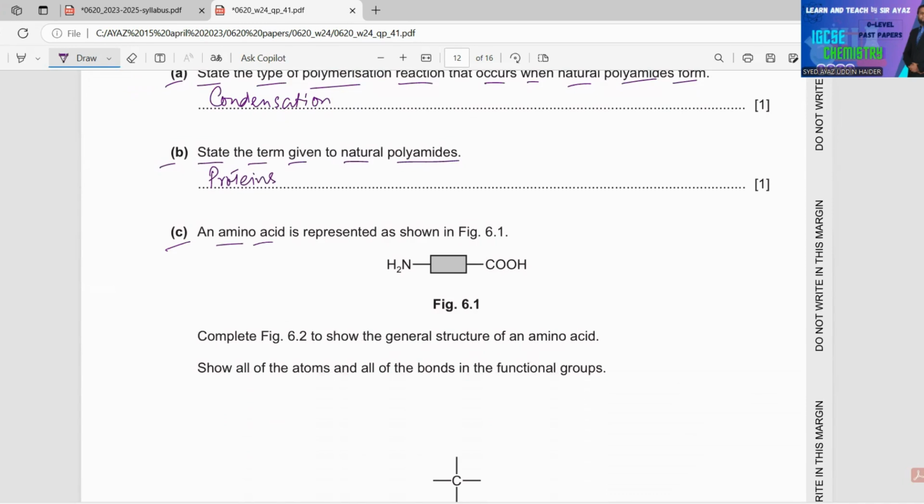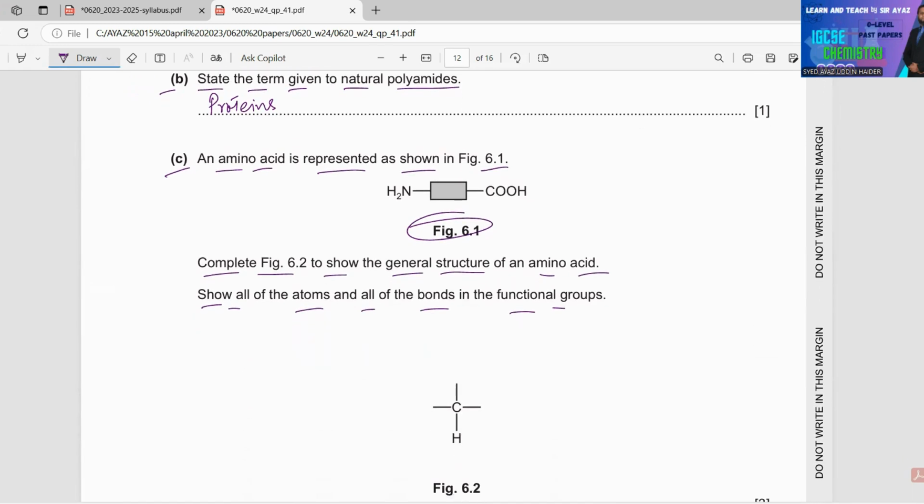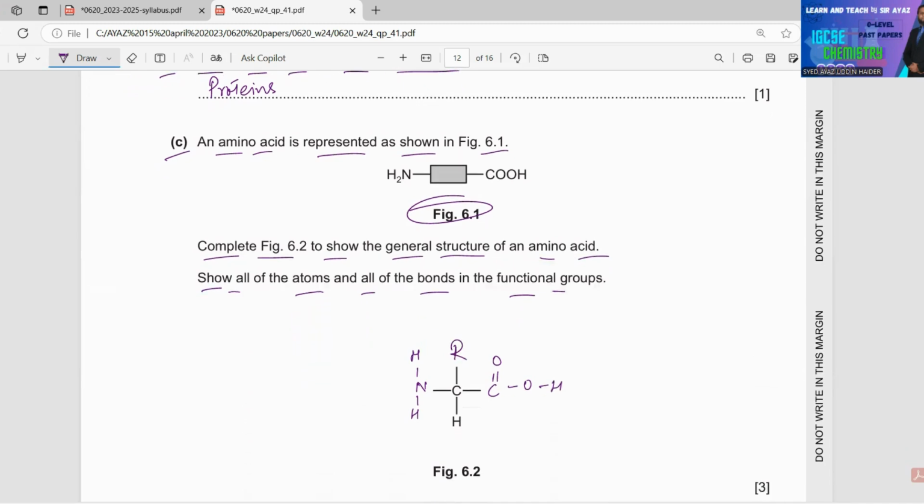C. An amino acid is represented as shown in figure 6.1. Complete figure 6.2 to show the general structure of an amino acid. Show all of the atoms and all of the bonds in the functional groups. So on one side you must have NH2. It must be like that. And on the other side you have the carboxyl group, which is C double bond O, O bond H. And there must be an R group on the top. R can be any alkyl chain.